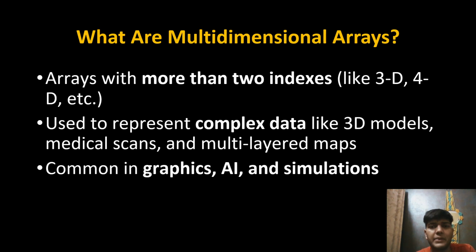So, what are multidimensional arrays? A multidimensional array is simply an array with more than two indices. Examples include 3D arrays, 4D arrays, and beyond. These are used when we need to represent more complex data structures like 3D models, medical scans, or multi-layered maps. They are commonly used in fields like graphics, AI, and scientific simulations.